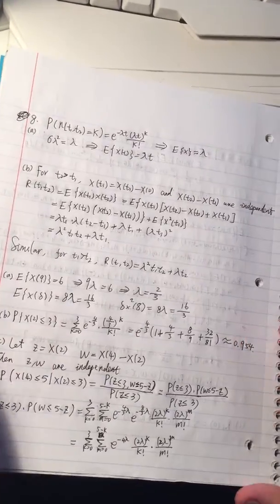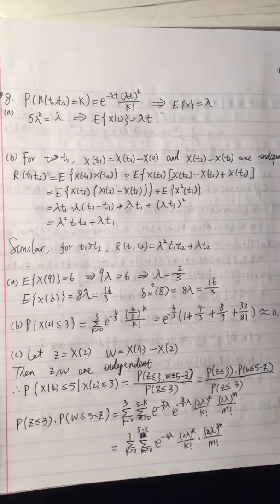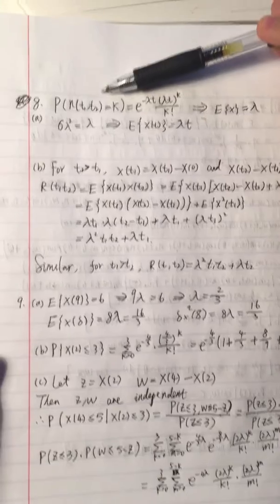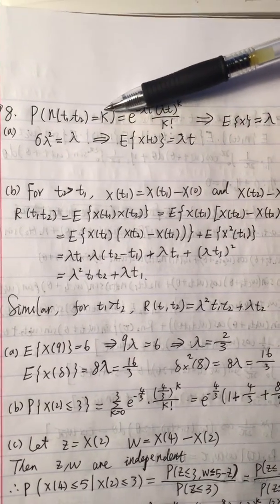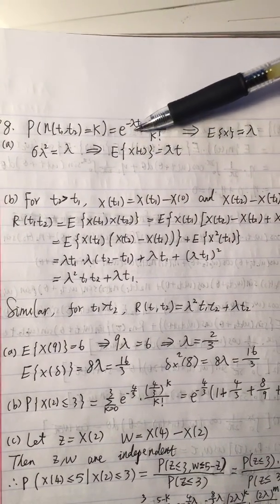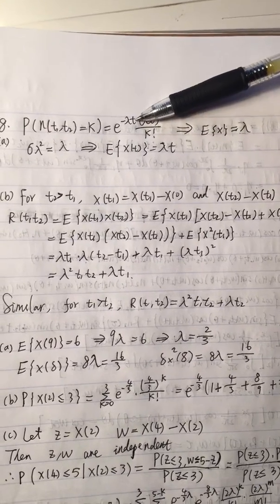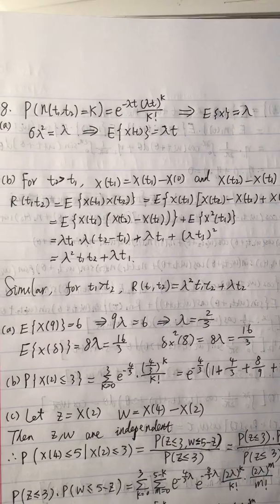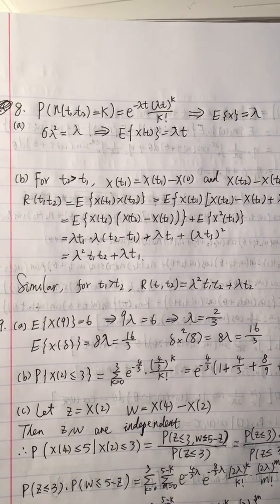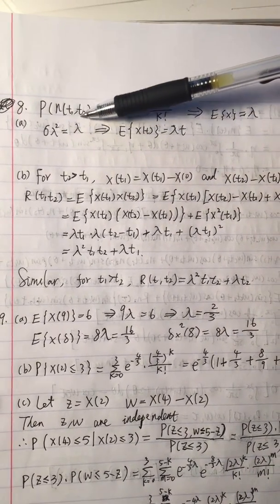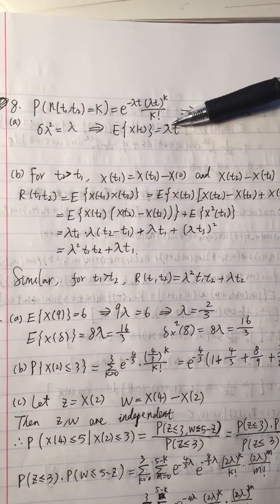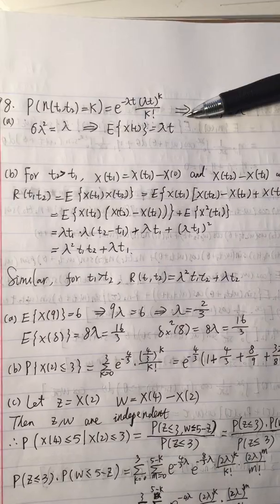So for the second question, it is a Poisson process. For a Poisson process, we can find its definition: P of N(t1, t2) equal to K is equal to this one. It's the Poisson definition, and we can easily find that E of x equals lambda, and the lambda squared is also lambda, and we can find the E of x of t is equal to lambda t. It is very simple to find that.